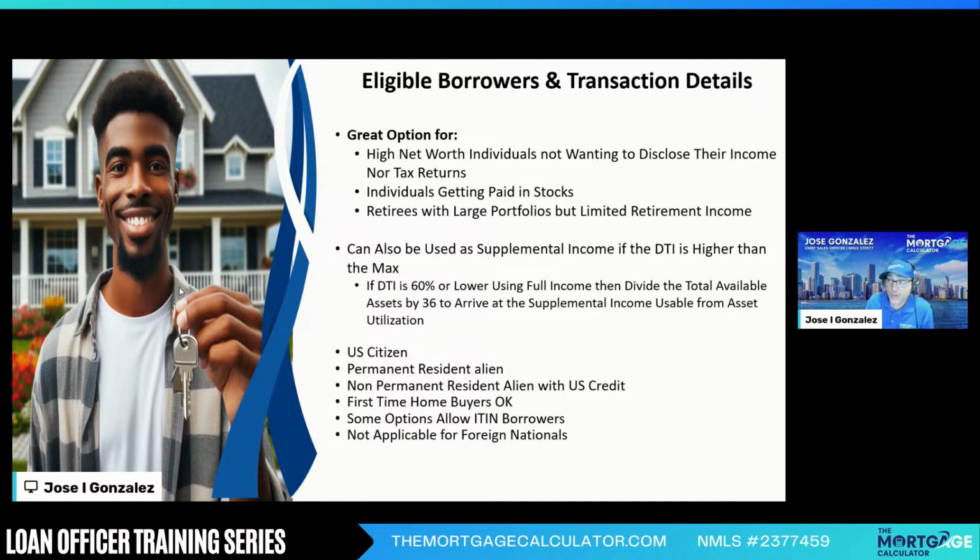Some options also allow for I-10 borrowers. That's the borrower living here in the U.S., working here in the U.S. with U.S. based credit, but does not have legal status, right? They do not have a work permit. They do not have a valid visa, but they're here working, filing tax returns, and have U.S. based credit. And as you could probably deduce from who is eligible, who is not eligible is a foreign national borrower. Now, foreign national borrowers not applicable for this program.